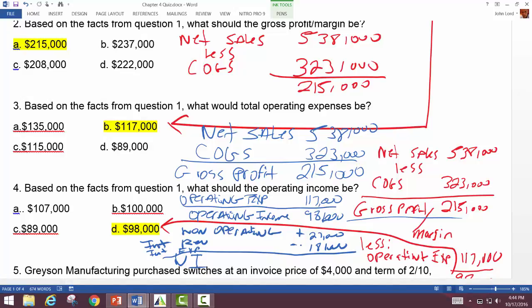100 and what? 107,000. Okay, good. All right, good. So when we want net income, we include our non-operating items, right?